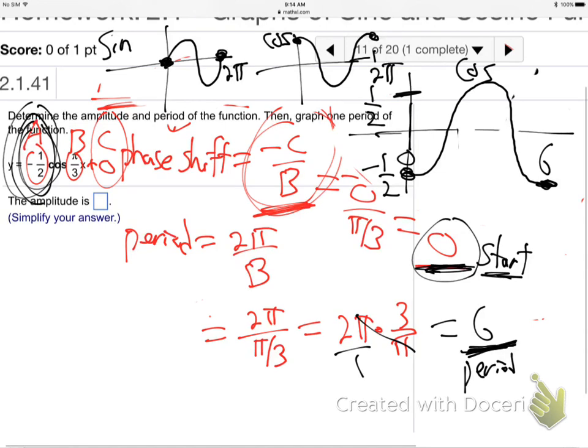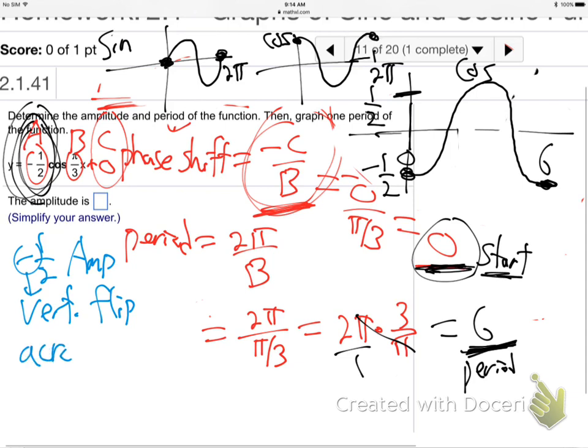So one more time. So this is the negative 1/2 amplitude. That's a vertical flip because of the negative. Vertical flip over, or across, the x-axis. You see what I mean?